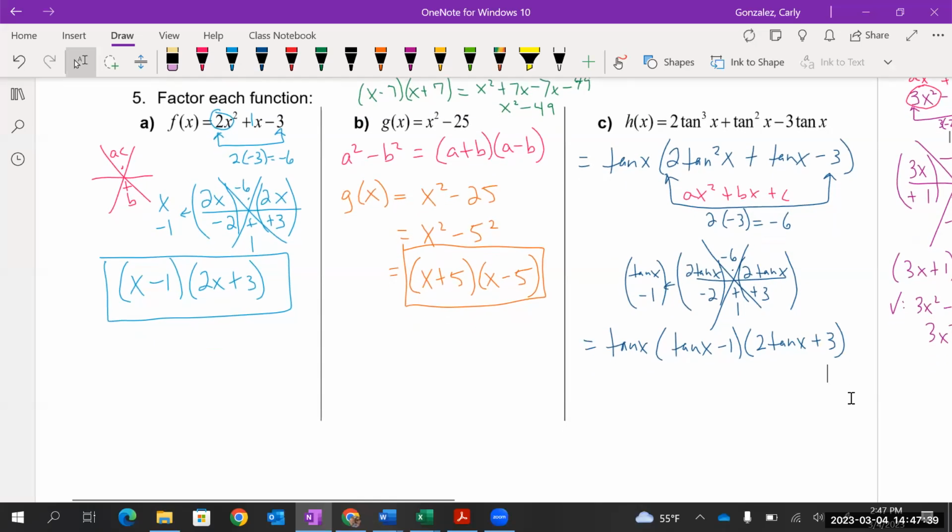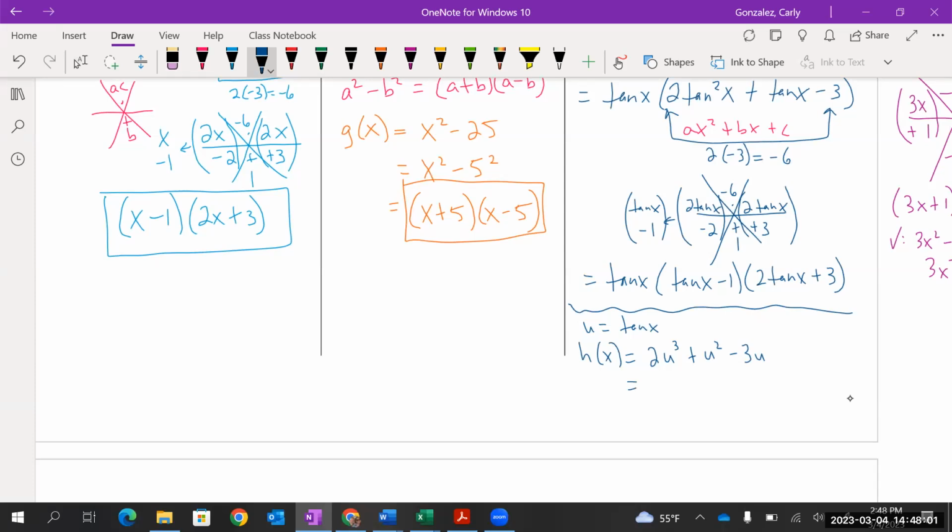But if that is just a little much, let's practice instead doing this with the u substitution. So I'm going to let u equal tan x, and I'll go from the top. So back to h of x, but now in terms of u, it's 2u cubed plus u squared minus 3u. First step, GCF, factor out the u. And now we're ready for the star method. So 2 times negative 3 is negative 6. So what multiplies to negative 6 adds to 1? Again, it's that negative 2 and positive 3. And we drop the squared from that 2u squared, and it's 2u.